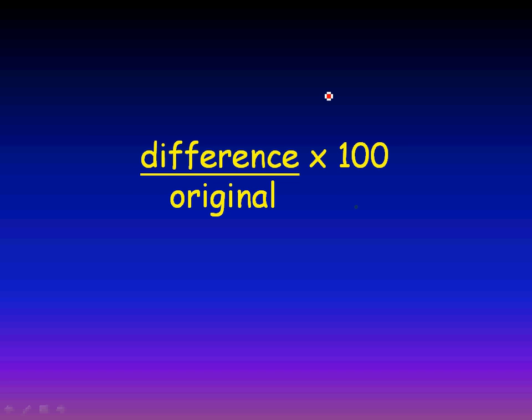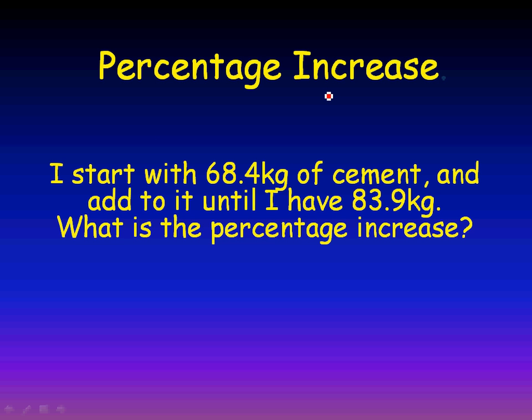Now with decrease, we're going from having a bigger number down to a smaller number. So our original is going to be what we started with, which was the bigger number. So if we're looking at percentage increase, we're going to divide by the small number. That's going to be our original. If we're looking at percentage decrease, we're going to divide by the bigger number. That's going to be our original. Okay, so I'm going to talk you through now how to find percentage increase and decrease, and it is relatively straightforward as long as you remember that equation.